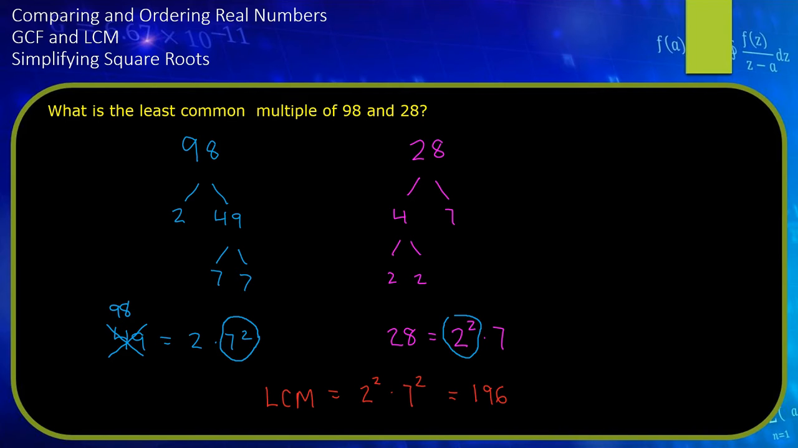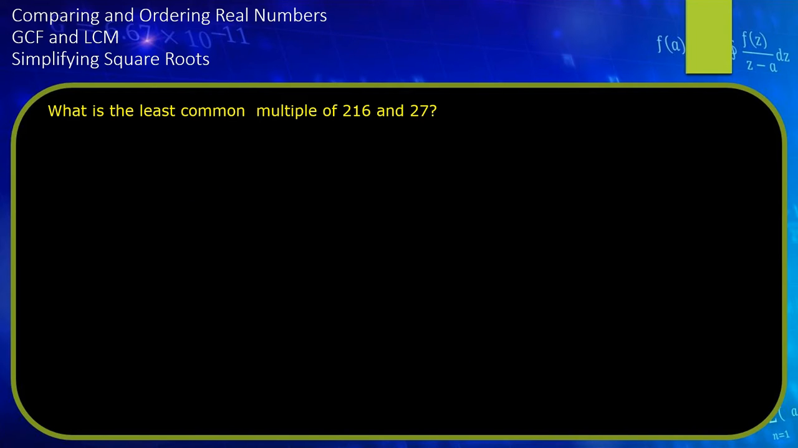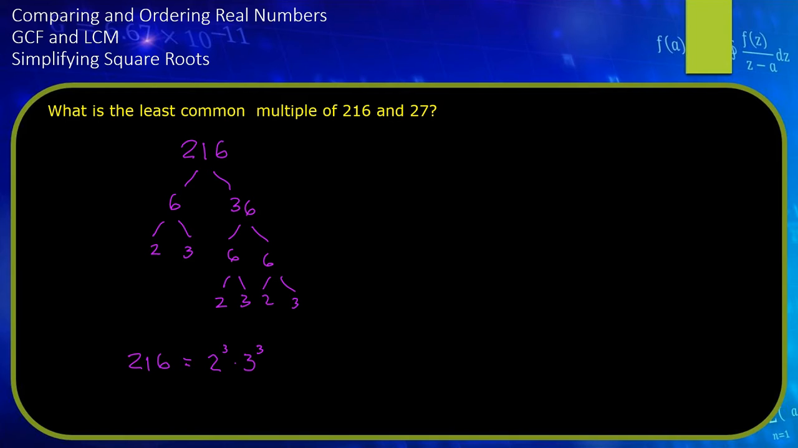So one more attempt at least common multiple. Now for this, again, I'm going to factor both. 216 becomes 6 and 36. The 6 becomes 2 times 3. The 36 will be factored into 2 more 6s, which in turn get factored into 2 more 2-3 pairings. And so basically 216 can be written as 2 cubed times 3 cubed.